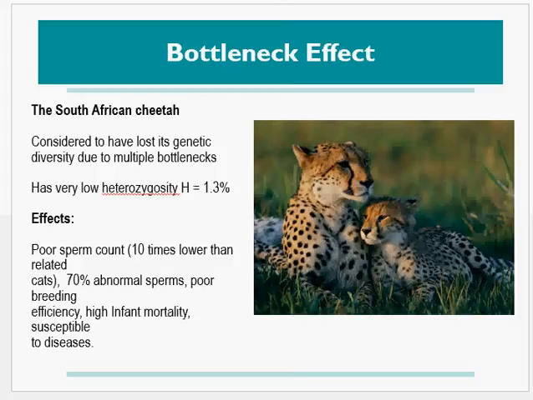The effects of this can immediately be seen. These South African cheetahs generally tend to have very poor sperm count, up to 10 times lower than related cats. 70% of those sperm are abnormal, and they find it very difficult to perform their function. So therefore you would have very poor breeding efficiency.